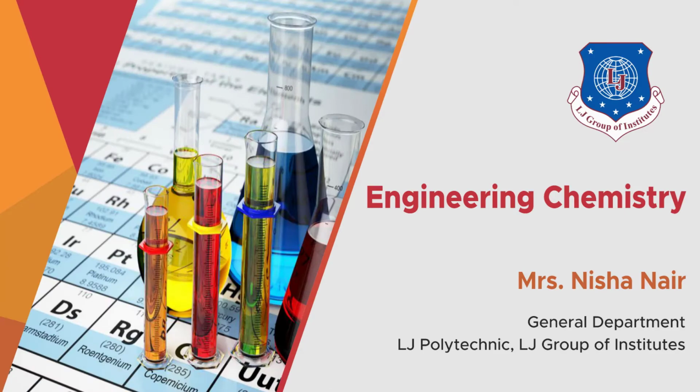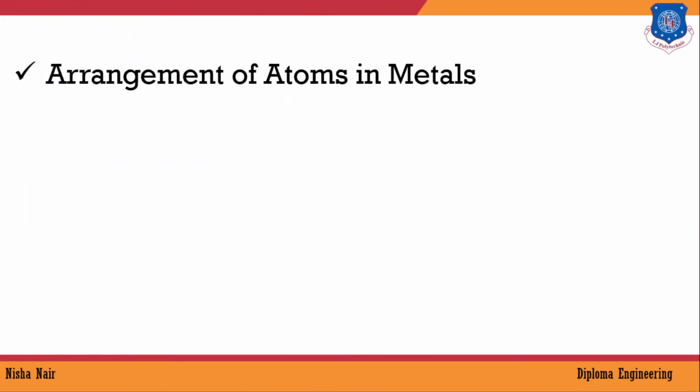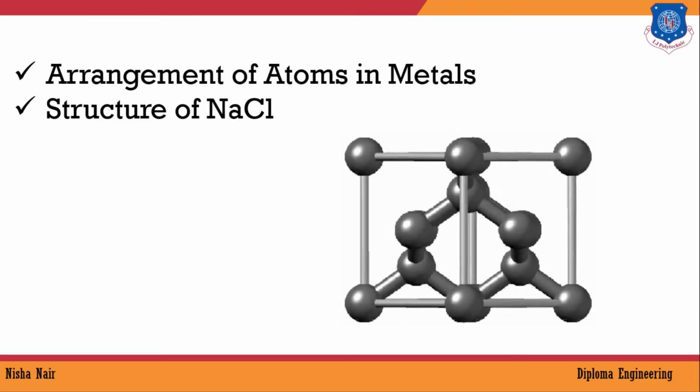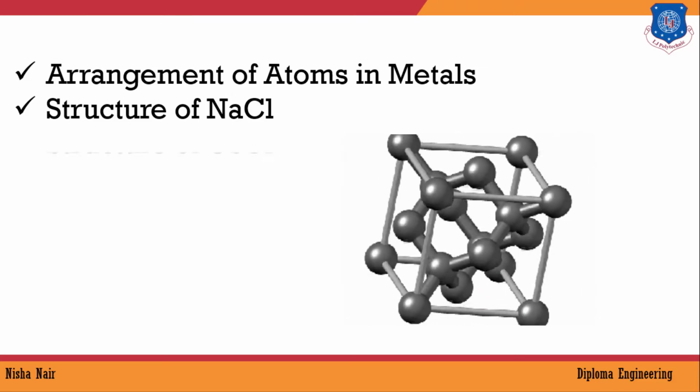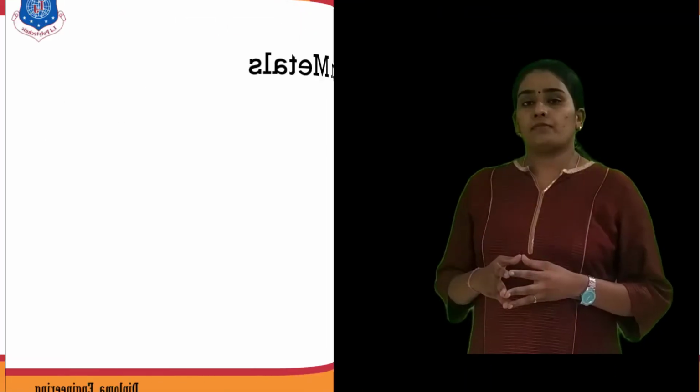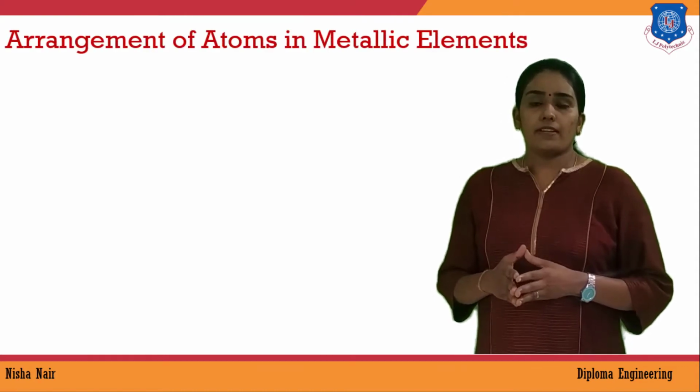In this video, we are going to learn about the arrangement of atoms in metallic elements, which are of three types, and the structure of sodium chloride and the structure of cesium chloride, which are known as ionic solids. Now, here we are going to learn about the arrangements of atoms in metallic elements.